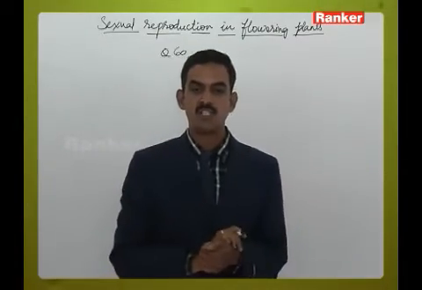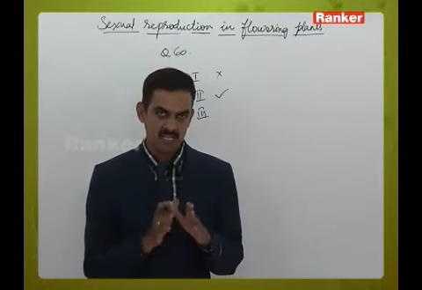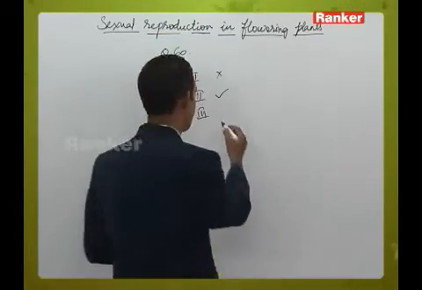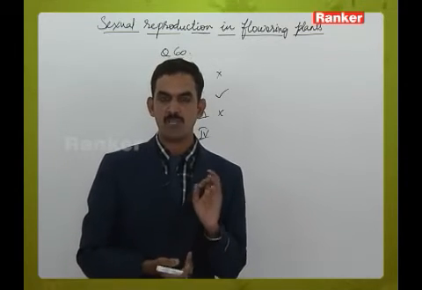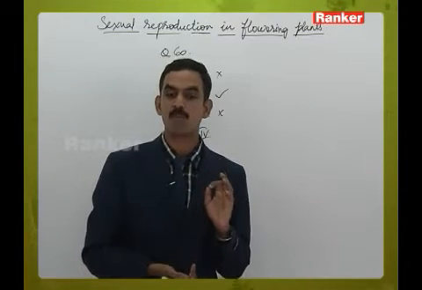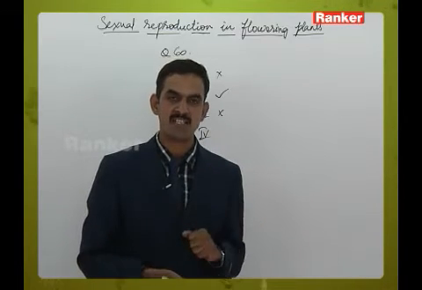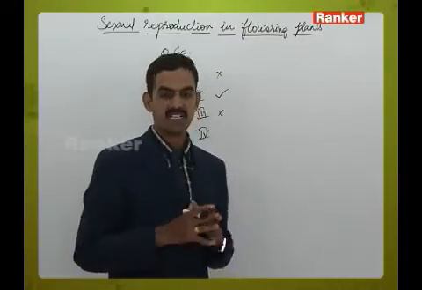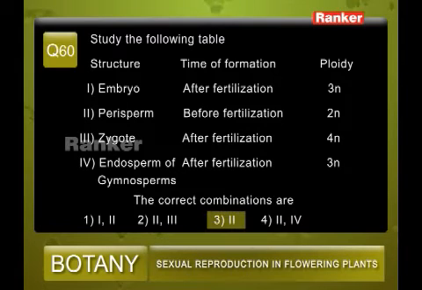Then zygote after fertilization and ploidy is 4n. Zygote is formed as a result of fertilization, okay, but it is diploid in condition generally, but not tetraploid, so that is incorrect. Then coming to endosperm of gymnosperms. In gymnosperms, the endosperm is formed before fertilization and it is considered a pre-fertilization product, and as it is a pre-fertilization product, it will be haploid in condition, so that is incorrect. So from the given options, only 2 is correct. Question number 60, correct answer is 3.